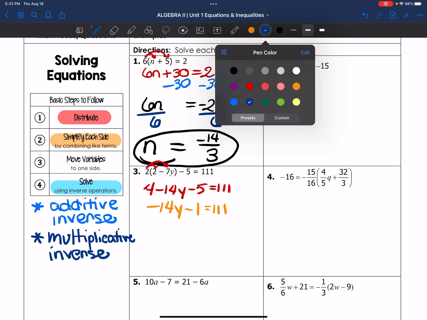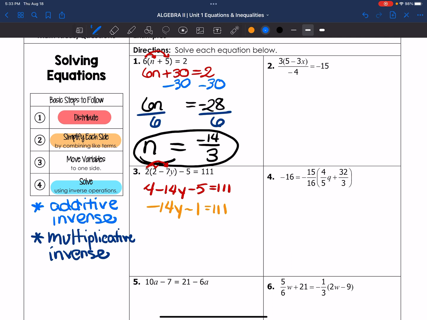And step number 4, the first part of it, is to solve using that additive inverse. And our additive inverse, right here with the negative 1, what is its additive inverse? It is a positive 1. We'll do that on each side. These are now a 0 pair, the negative 1 and positive 1. So we are left with a negative 14y equals 112 when we add.